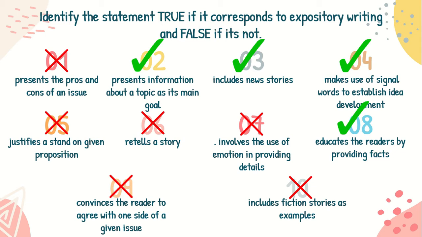In this activity, it shows the four statements that best describe expository writing. So, expository writing presents information about a topic as its main goal. Aside from that, it includes news stories. It also makes use of signal words to establish idea development. And lastly, it educates the reader by providing facts.